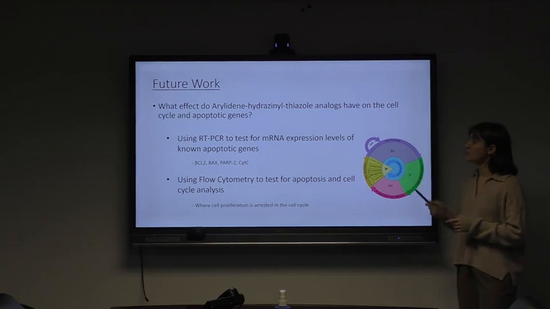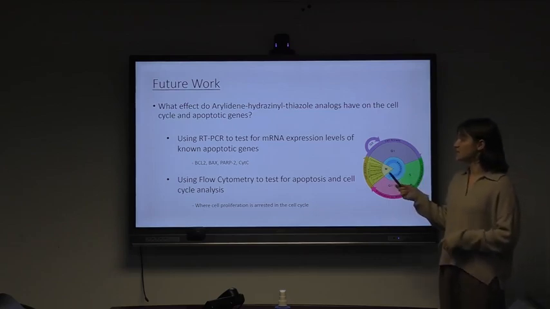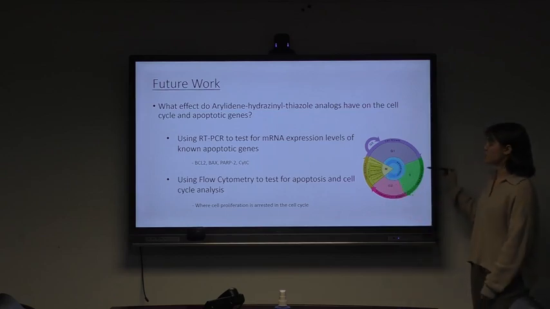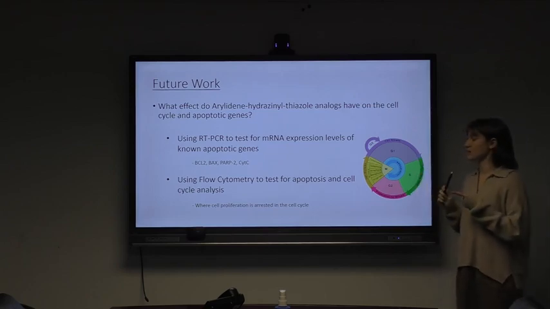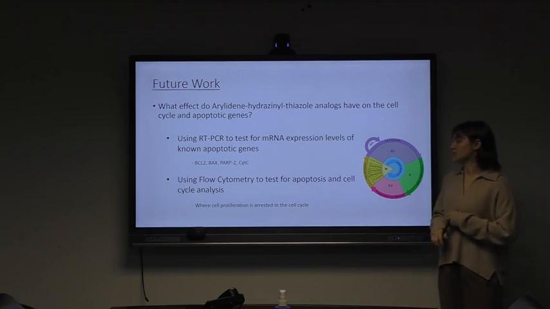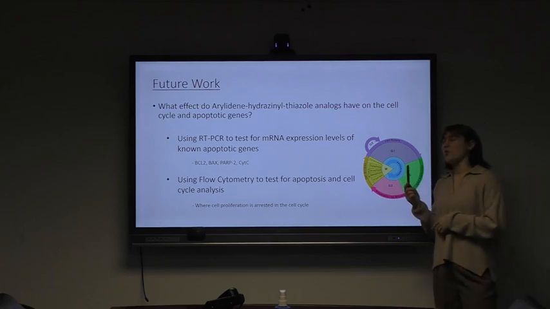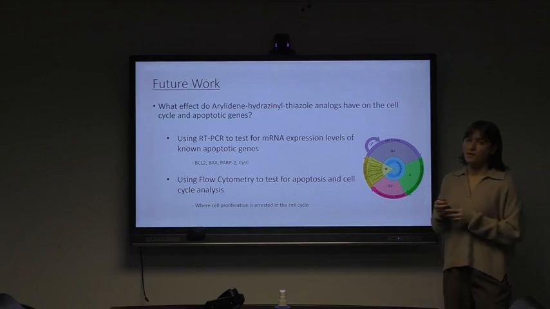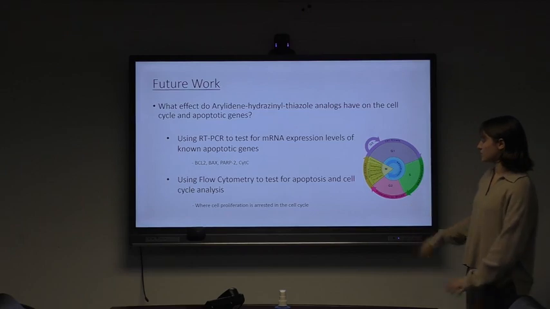In our future work, we want to look at apoptotic genes and the cell cycle. Using RT-PCR to test for mRNA expression levels of known apoptotic genes, specifically we're going to look at BCL2, BAX, PARP2, and cytochrome C, and then using flow cytometry to test for apoptosis and cell cycle analysis. So where in the cell cycle are our compounds stopping or inhibiting DNA synthesis? Here we can observe it further.